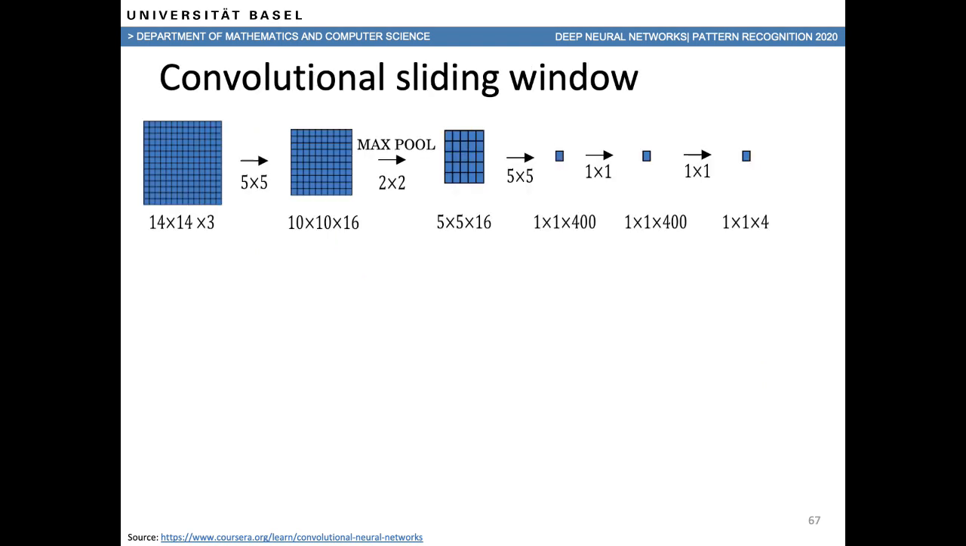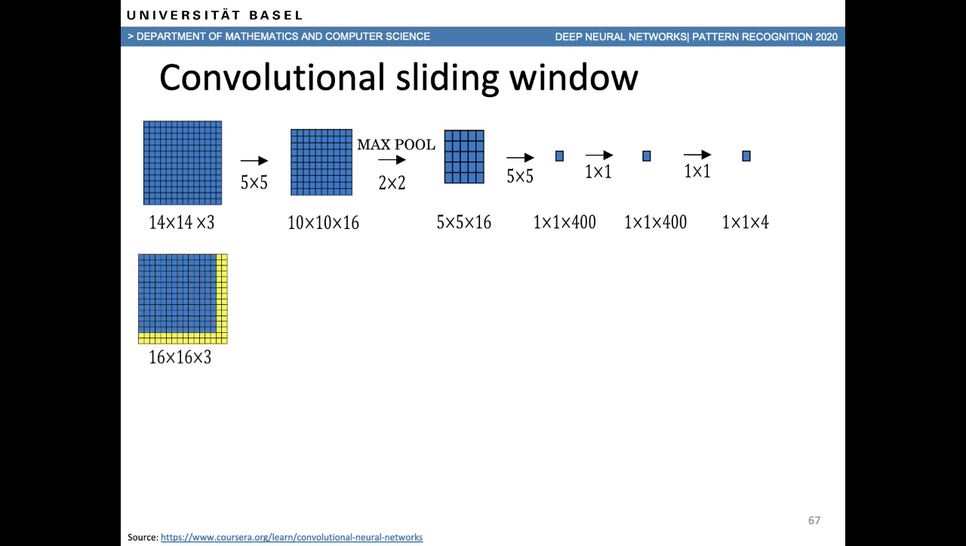Now we take this idea of fully convolutional neural networks, where we have convolutions end-to-end in our neural network, and turn this into what is known as the convolutional sliding window. Let's look here at the top, where we have a 14 by 14 by 3 image. We do some convolution, and eventually we end up with a 1 by 1 by 4 output, meaning that we are classifying this image into one of 4 classes. So we get a probability for each of these 4 classes.